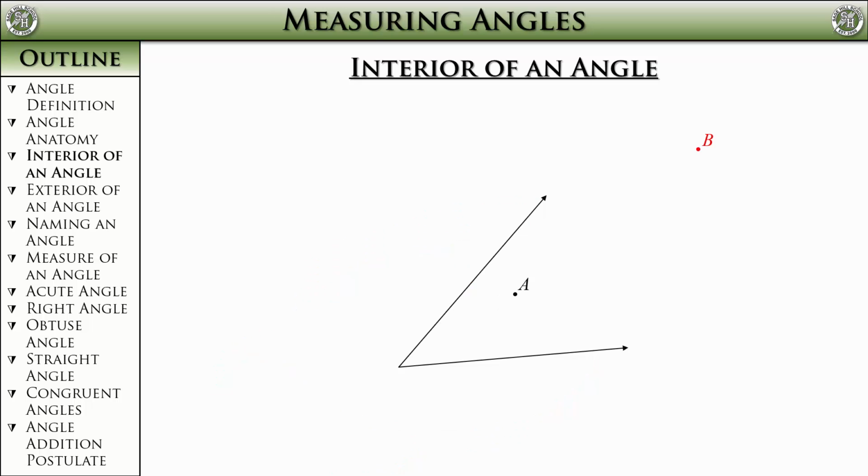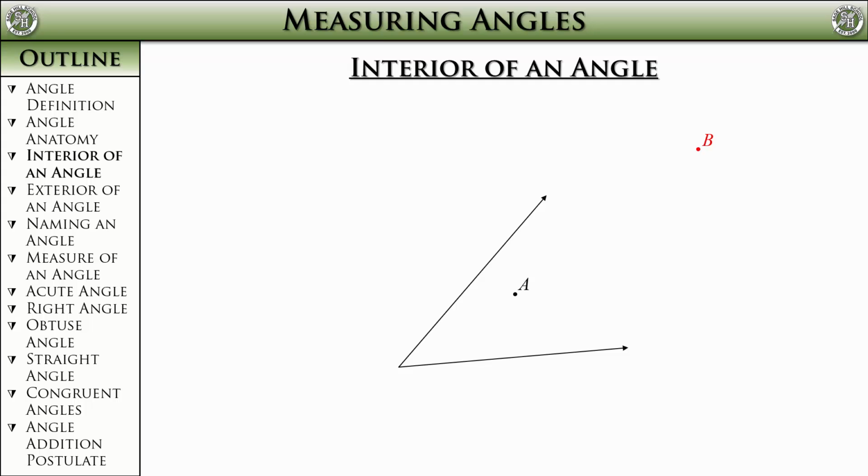But let's do one a little harder. Does point B count as being on the interior of our angle? The answer is yes. Remember that these angle sides are always rays and are always going on forever. So even though our sides haven't been drawn long enough for point B to look like it is on the interior, the angle does go on forever, and point B is on the interior.